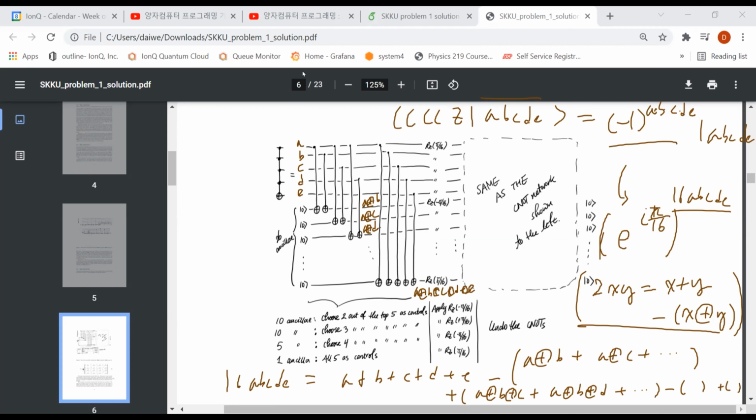Yeah, so now let us focus on the network of the CNOT gates that we have used to compute the XOR patterns. We network CNOT gates to compute all the XOR patterns.